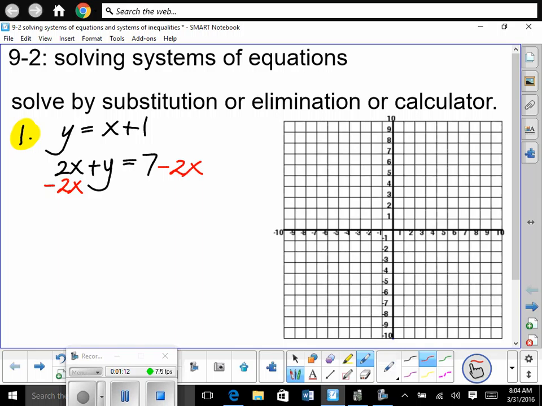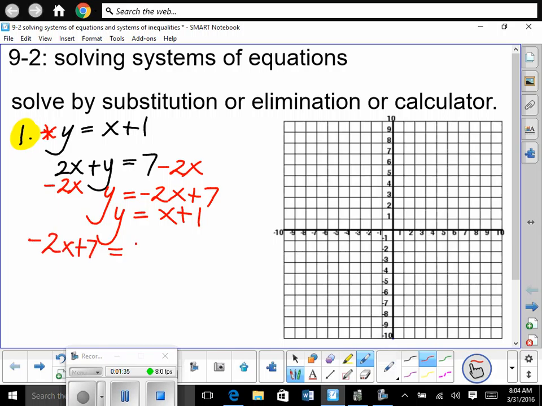Okay, so I have y is equal to, and I'm going to rewrite it as negative 2x plus 7, mx plus b. So I have that, and I also have y is equal to this original equation, x plus 1. So now, because they're both equal to y, aren't they equal to each other? Isn't y equal to y? Yeah, so this is equal to this, so I'm going to set that up. Negative 2x plus 7 will be equal to x plus 1.